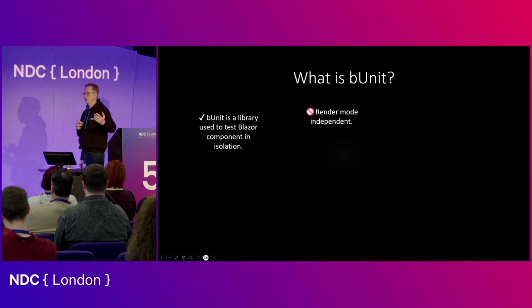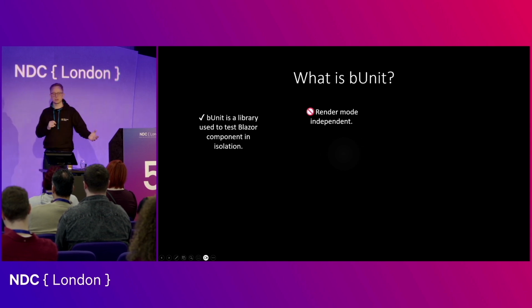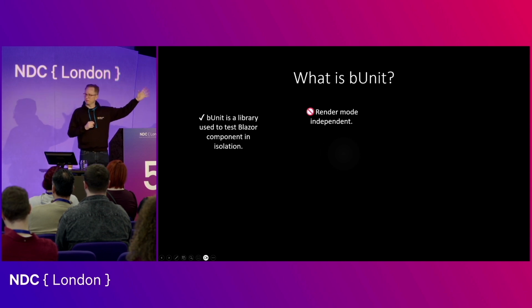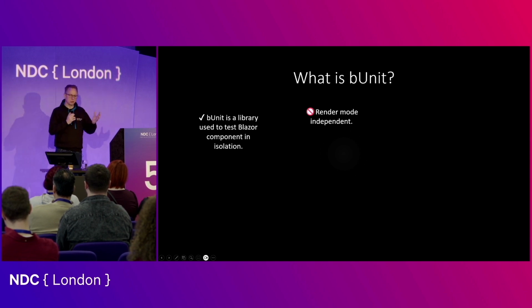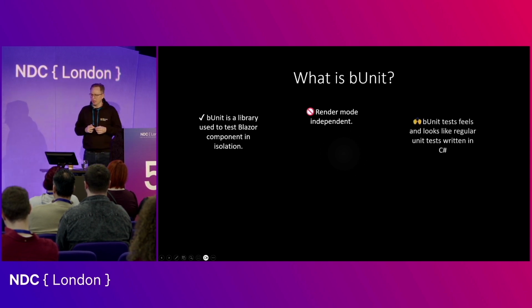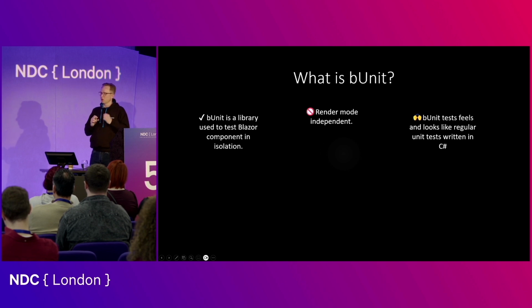So if you are targeting interactive server, interactive WebAssembly, or just static Blazor, or maybe a new future render mode that might be coming out, we don't know, then it doesn't really matter. bUnit is in its own way, its own render mode. And the goal we have is to make it easy for you guys to write tests that look similar to what you do with unit tests, right? So it shouldn't be too dissimilar.